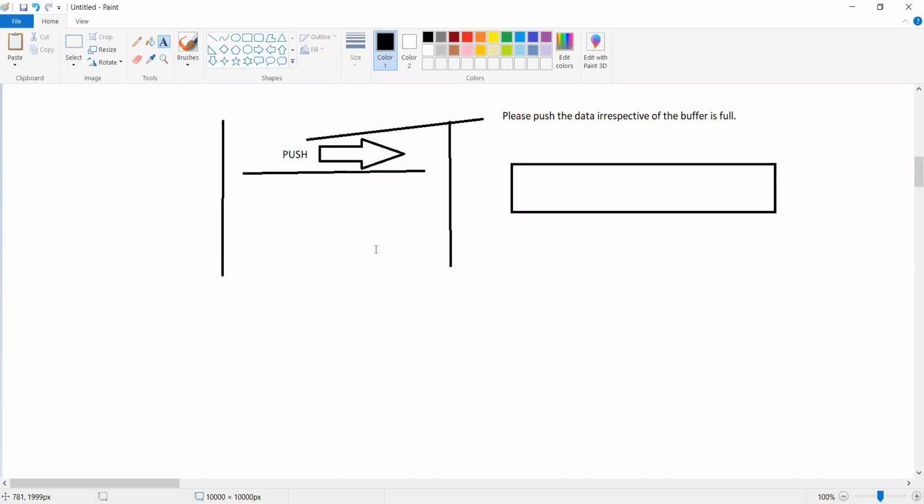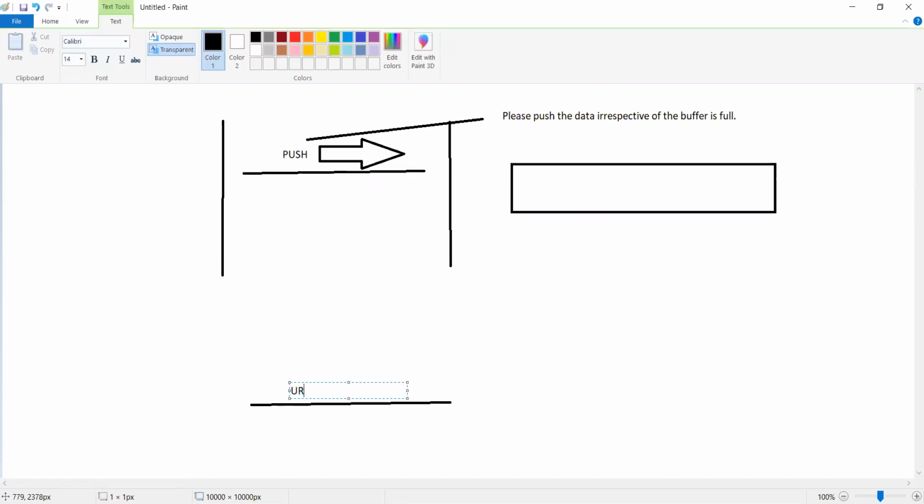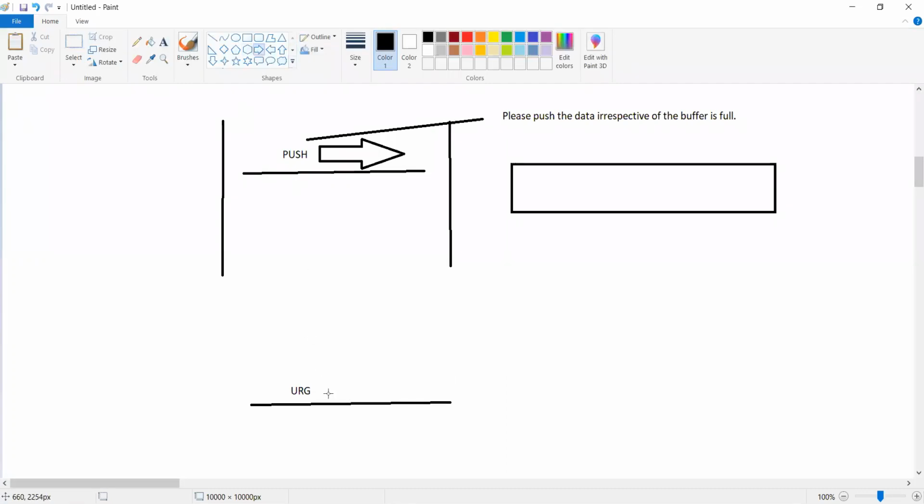So this is all about the push flag. Now, what is the urgent flag? For example, if I'm sending urgent data, it is just like an ambulance. Priority is only given for the urgent flag. Instead of waiting for the buffer to be full, it will process the urgent-flag-enabled data first. Then it'll wait for other data until the buffer is full.